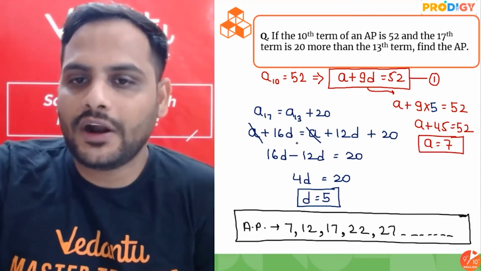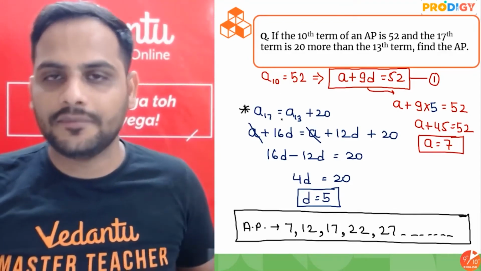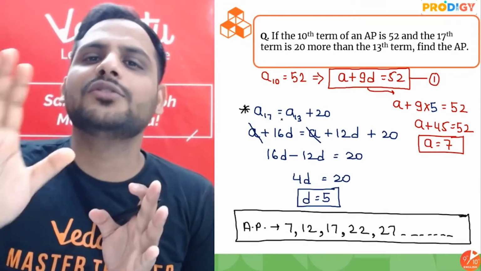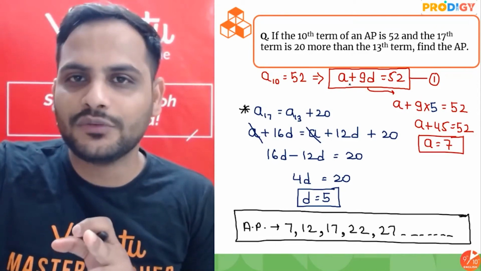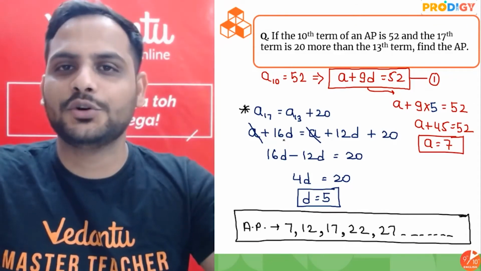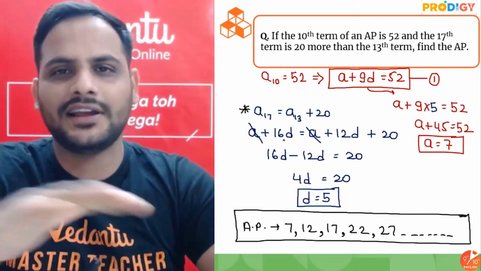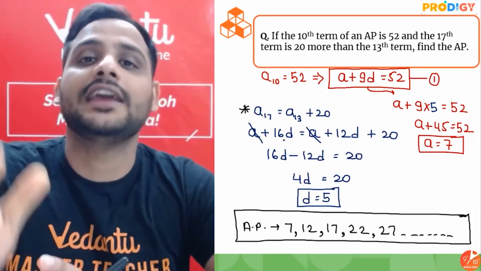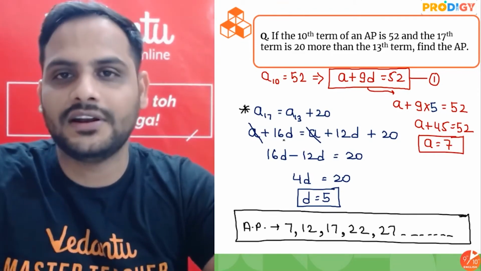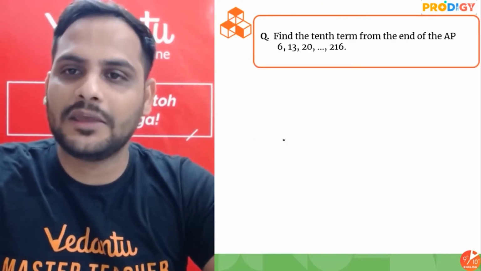Now here, what happens is the second equation was formed in such a way that a got eliminated. Sometimes both a and d will be present in the equation. In that case, you don't have to worry. This is a linear equation in two variables. This will also be a linear equation in two variables. If we have a pair of linear equations in two variables, elimination method, substitution method, anything you can use and get the values of a and d. So application of linear equations in two variables is also present in this question. Okay, beta. All right. So this is what my AP is going to be.